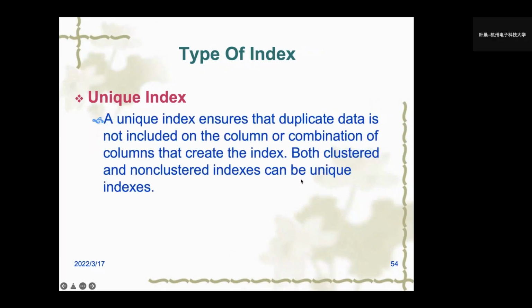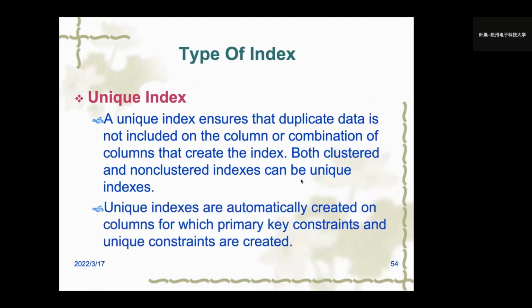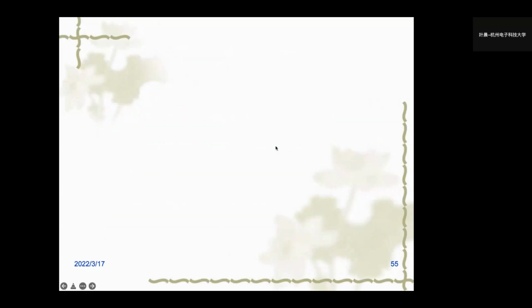And for the type of the index, the unique index ensures that duplicate data is not included on the column or a combination of columns that build the index. Both clustered and non-clustered indexes can be unique indexes. And the unique indexes are automatically created on columns for which primary key constraints and unique constraints are created.